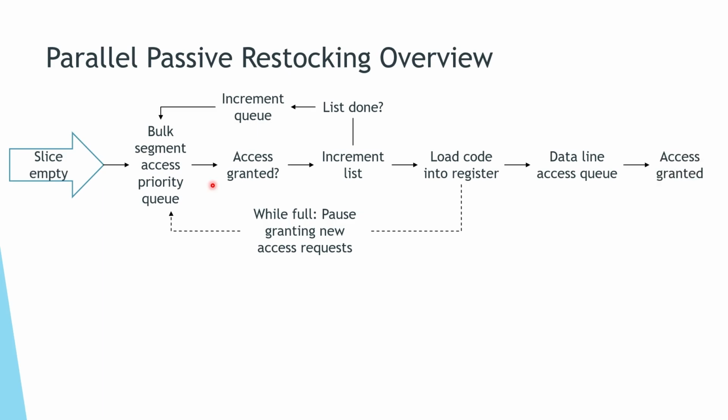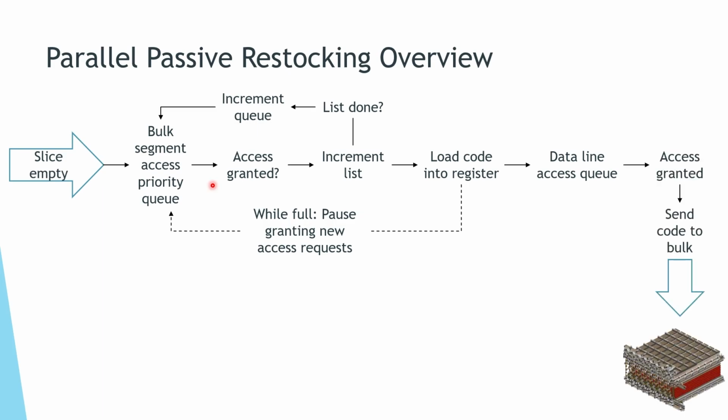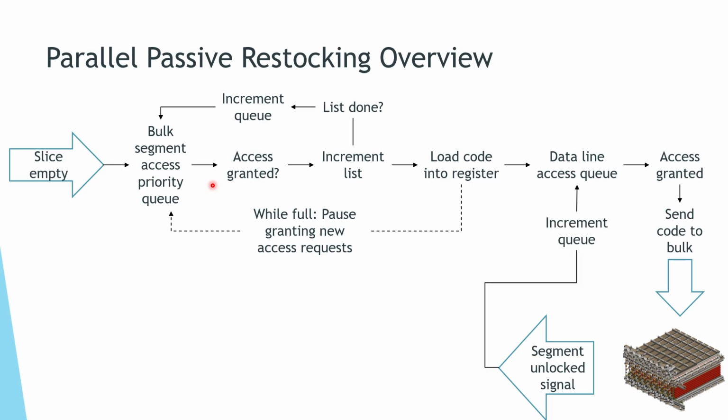So once that's granted, we're going to send the code to the bulk. From the bulk, we'll get a segment unlocked signal. That's just confirming that our code has been sent. From this, we'll increment the queue on the data line access queue, so move on to the next request, or just make sure it's ready for the next request to come in. Again, from this segment unlock signal, we're going to start outputting items. So we're going to pulse the output dropper line. We have a counter hooked up to that.